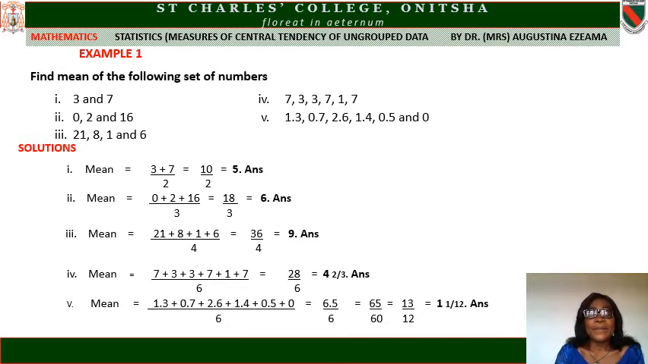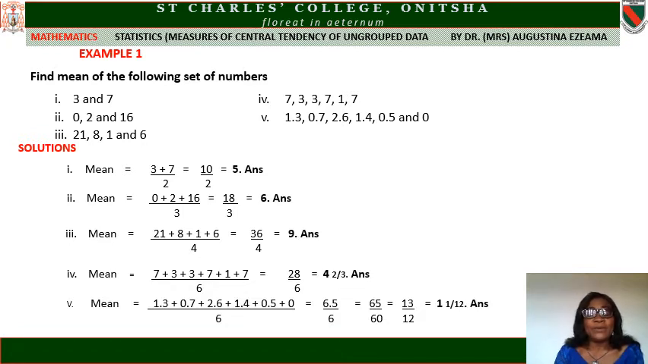Number 3: 21 plus 8 plus 1 plus 6 all over 4, which gives us 36 over 4, which is 9, and 9 is the answer. Number 4: 7 plus 3 plus 3 plus 7 plus 1 plus 7 all over 6. That gives us 28 over 6. And if you divide 28 by 6, you get 4 whole number 2 over 3, which is the answer.